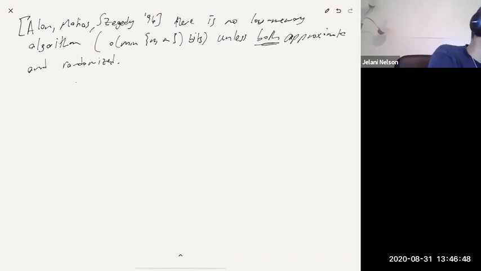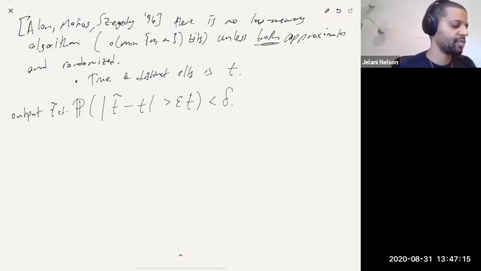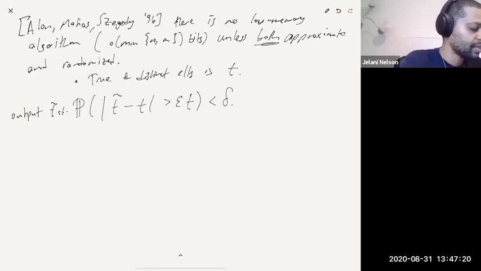So what do I mean by that? Let's say that the true number of distinct elements is, let's say, t. Then what we're going to output is a t tilde. We want to output t tilde such that the probability that t tilde deviates from the truth by more than a multiplicative 1 plus epsilon error is at most delta. Just like what we saw with the Morris counter, this is a randomized and approximate algorithm.